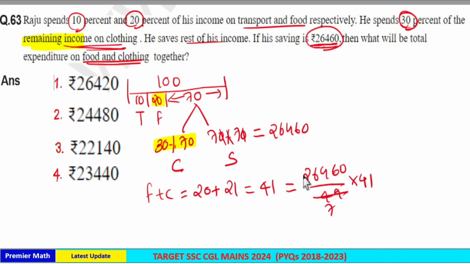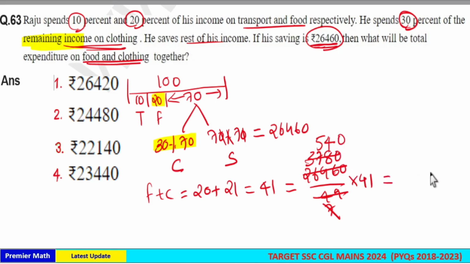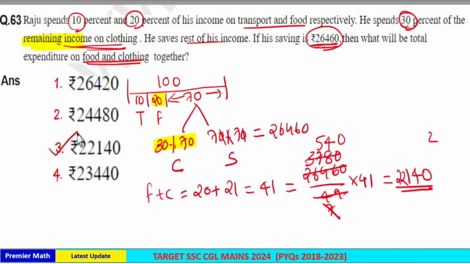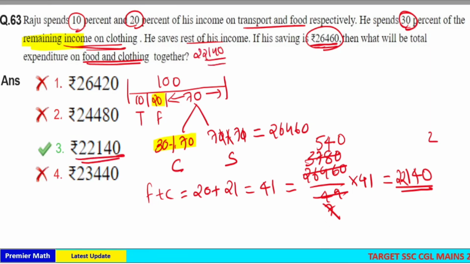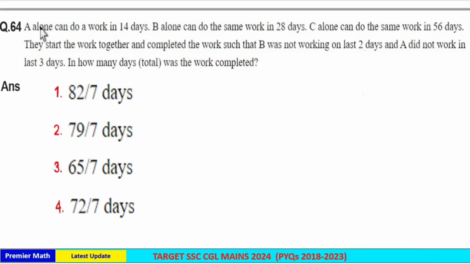7 goes 7 times in 49, 3 times in 21, 7 times in 49, 8 times in 56, remaining 0. Again 7 goes 5 times in 37, 4 times in 28, remaining 0. So 540 into 41. 0 here, 4 into 1, 4. 5 plus 16 is 21, remaining 2. 5 into 4, 20 plus 2, 22. So 22,140, option 3 is your answer. So expenditure on food and clothing is 22,140.